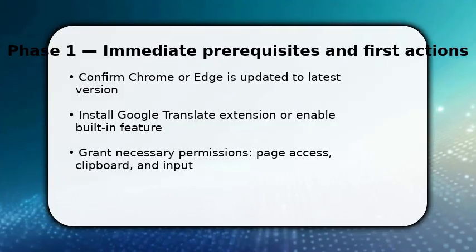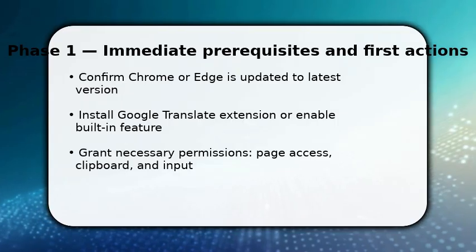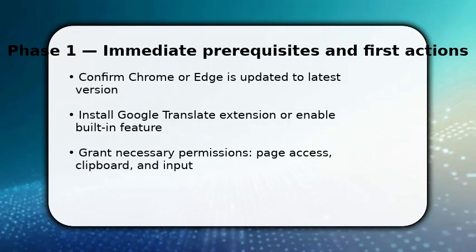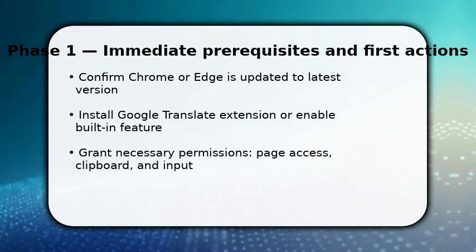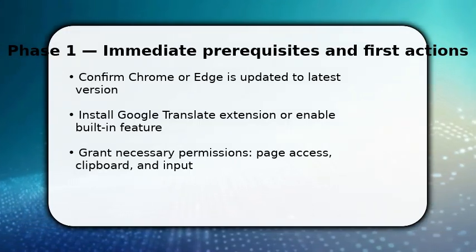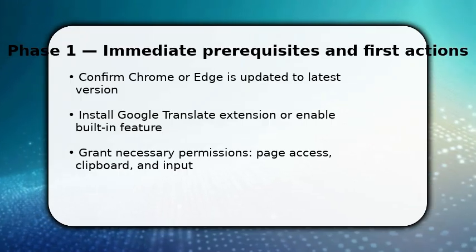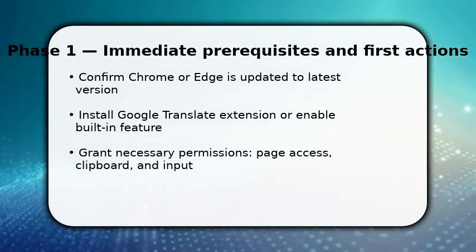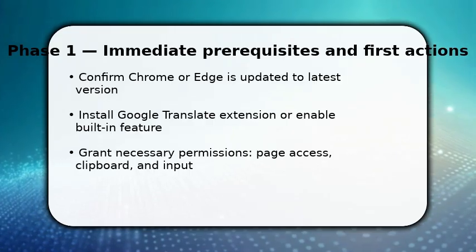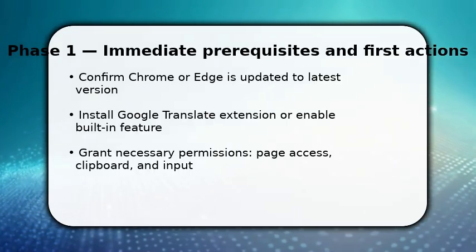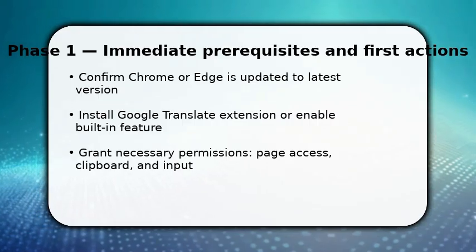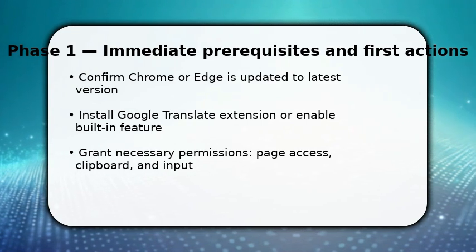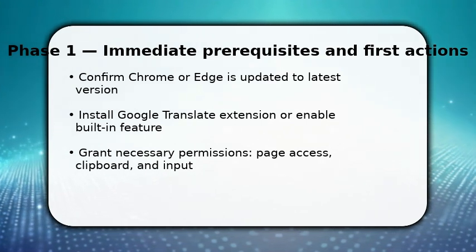You'll start by preparing the browser so the translate cursor can work reliably. Open Chrome or Edge, make sure the browser is updated, then install the Google Translate extension or enable the experimental Translate Cursor flag. Once done, open Extension Settings and grant page access and clipboard permissions. This lets the cursor read text and paste translations. Also enable input monitoring for the extension, because without those permissions, the cursor cannot detect selectable text.